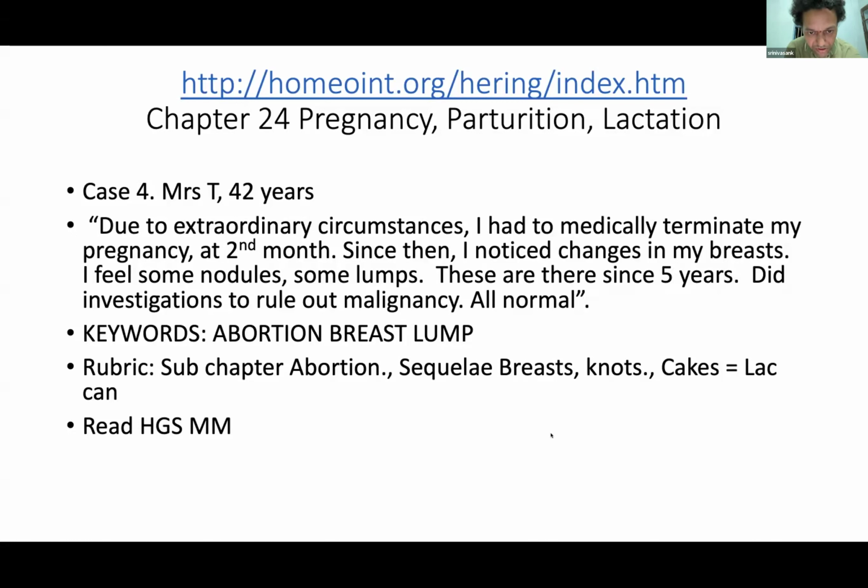Keyword, abortion, breast lump. So we go to chapter 24, pregnancy parturition, subchapter abortion, rubric sequelae, and the sub-rubric is breast knots and cakes. The remedy is Lac caninum. On giving this Lac caninum, the breast lump and the breast knots, nodules, completely disappeared.